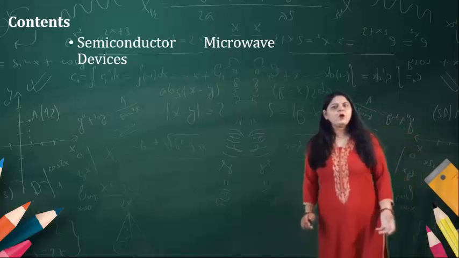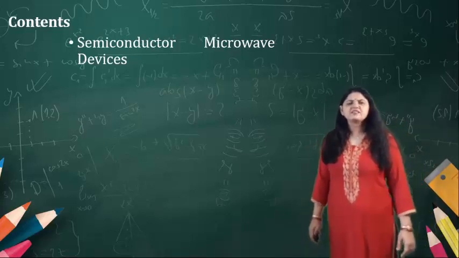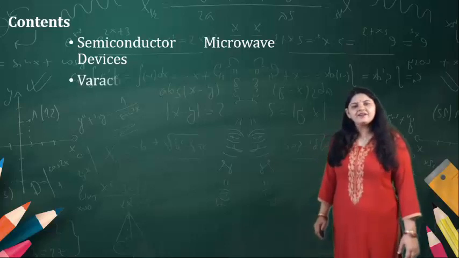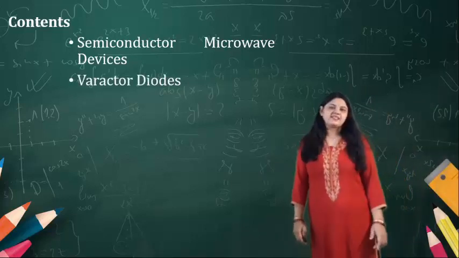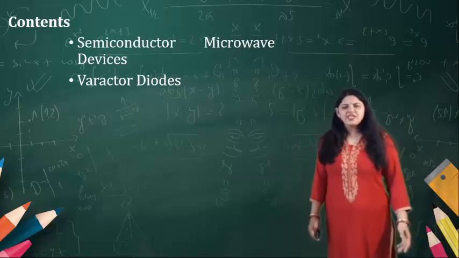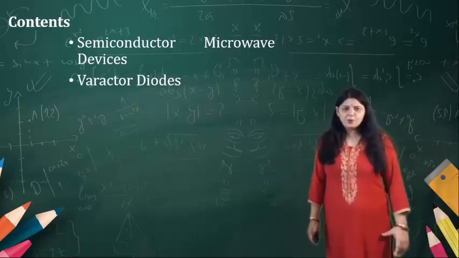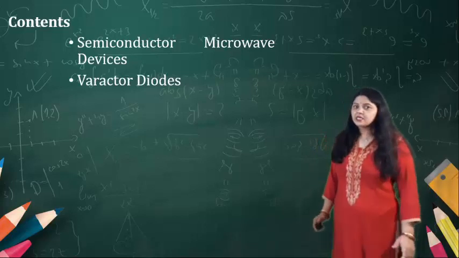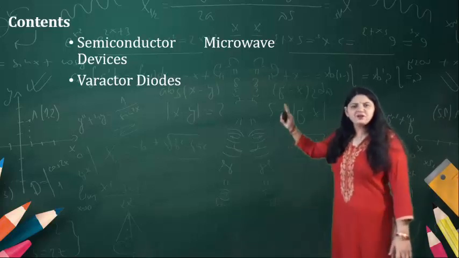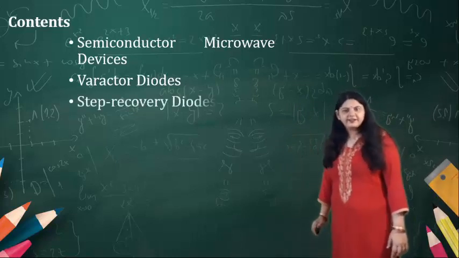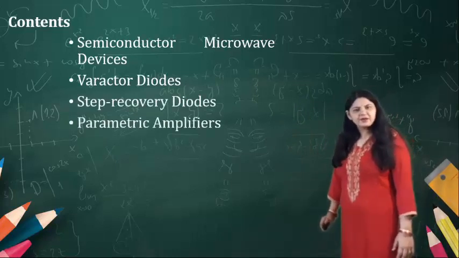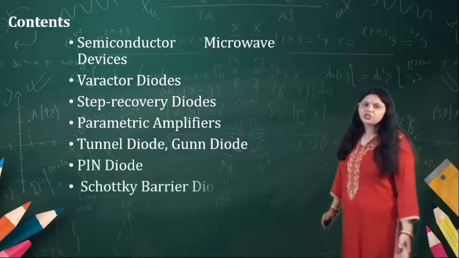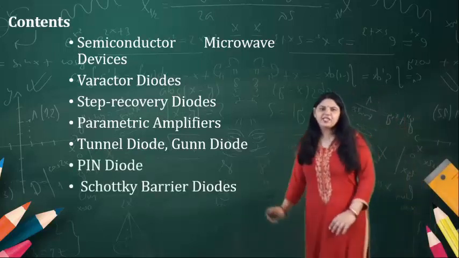As we know, all the semiconductor microwave devices or diodes are made up of semiconductor material, which uses the junctional property. So whenever we want to change the designed property, we need to play with the junctional property of the semiconductor material. Now these are the various diodes: the Varactor diode, step recovery diode, parametric amplifier, tunnel diode, Gunn diode, PIN diode, Schottky barrier diode. So these are the various diodes.